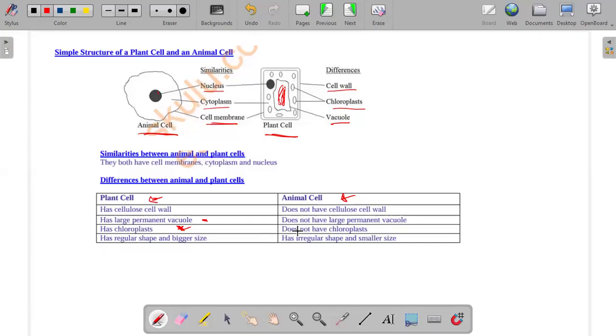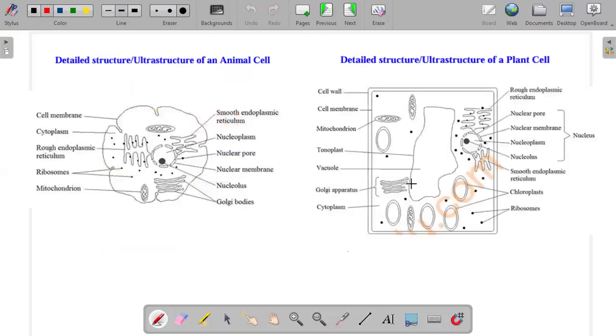Then you see that the plant cells have a regular shape. This here is represented as a regular shape, which looks rectangular. An animal cell has an irregular shape. You just see this shape that is there. It's irregular.